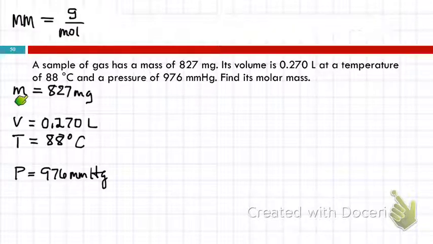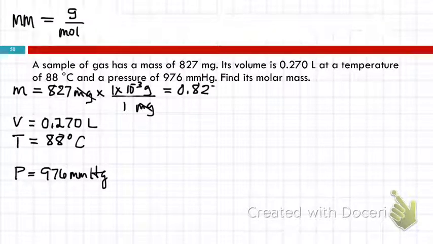Well, I've got a mass up here, but it's in milligrams. So I'll need to convert that to grams because the unit up here is grams. So milligrams on the bottom, grams on top. Milli means 10 to the minus 3. Millis on the bottom, I put the 10 to the minus 3 where the milli is not. The milligrams are going to cancel out. And you do that on your calculator, you're going to come up with 0.827 grams. So that goes up here, 0.827 grams.